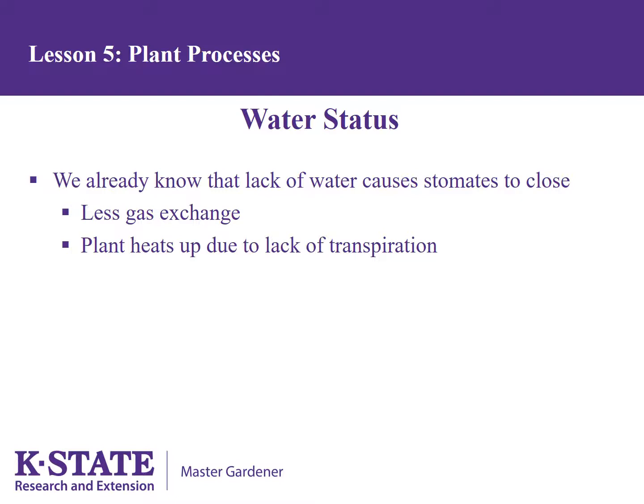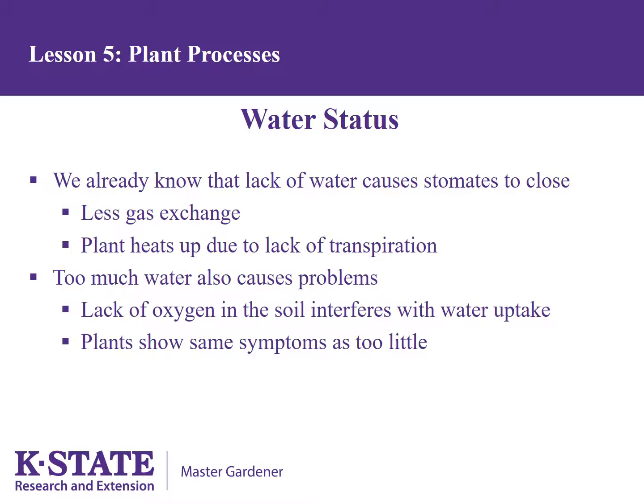Water status also affects photosynthesis. We already know that lack of water causes stomates to close, which results in less gas exchange and more heat in a leaf due to a lack of transpiration. Less gas exchange means less carbon dioxide available to make sugar, and more heat means photosynthesis is less efficient during hot summer weather. Not only does too little water cause problems, but so does too much.